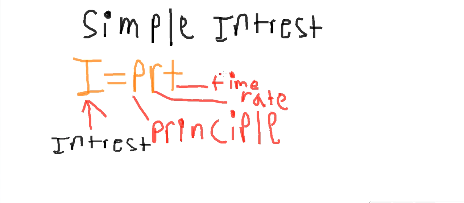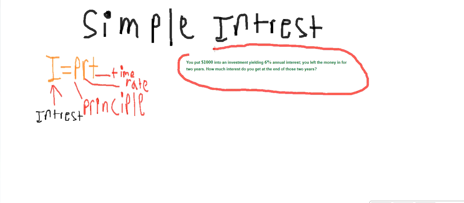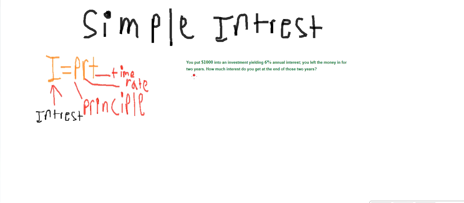So, let's do a problem involving simple interest to calculate your interest. Our problem is right over here. They're saying you put $1,000 into an investment yielding 6% annual interest. You left the money in for 2 years. How much simple interest do you get at the end of those 2 years?